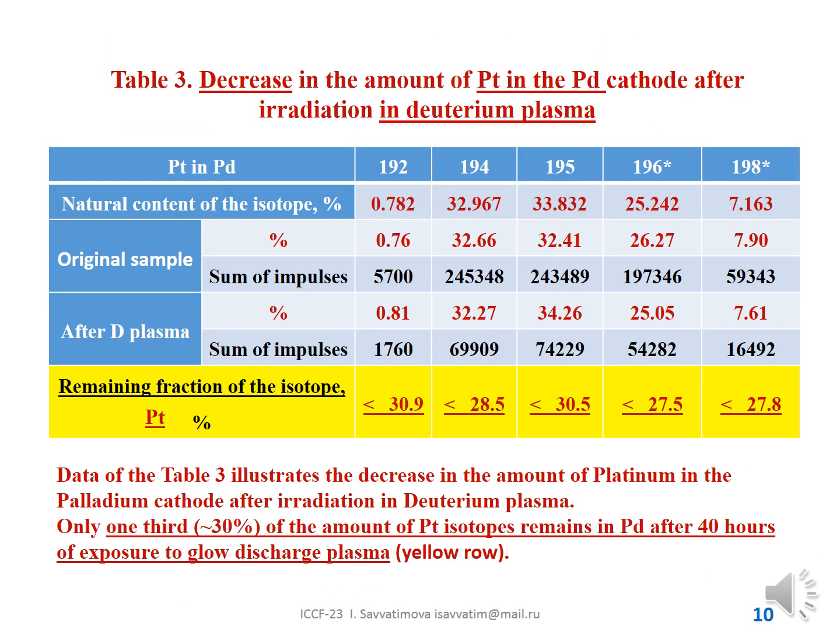Data of table 3 illustrates the decrease in the amount of platinum in the palladium cathode after irradiation in the deuterium plasma. Only approximately 30% of the amount of platinum isotopes remain in palladium after 40 hours of exposure to glow discharge plasma, yellow row.